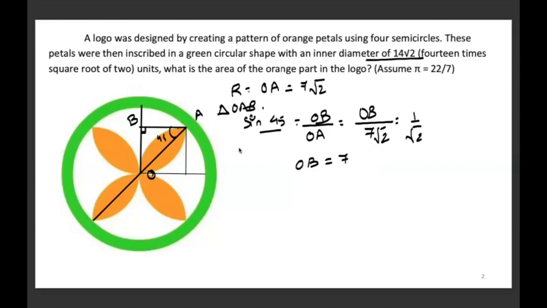So here what we will do now is we have to find the orange petal's area. For that, we'll find the value of the sector, and then we'll subtract the triangle's value from the sector's value to get the value of the orange petal that we are supposed to find. Okay.